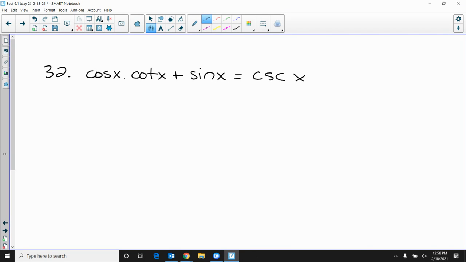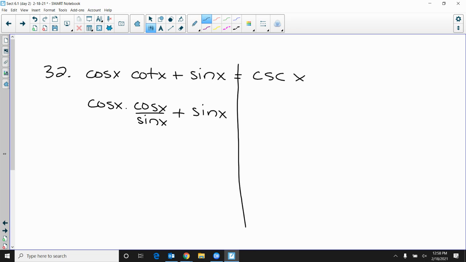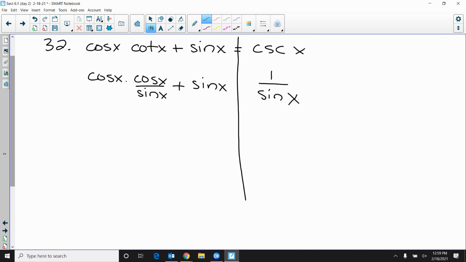What did you do first? I converted into sines and cosines. Tell me what you wrote, just to make sure you didn't make a mistake there. Cosine of x times cosine of x over sine of x plus sine of x equals 1 over sine of x. What did you do then? Then I multiplied the cosine into the fraction, and I got cosine squared of x over sine of x. Just hold on. So far everything is good.